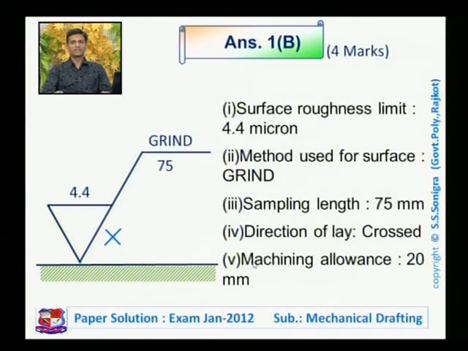Number 5, machining allowance is given, that is 20 millimeter. So that should be written over here, 20. No need to convert into micron or any other unit, just write 20. You need not even write millimeter over here. So in this machining symbol, 4.4 represents the unit in micron, whereas the rest of the parameters, this 75 and 20, are represented in millimeter. And these 1, 2, 3, 4, 5 parameters we have mentioned in this drawing symbol, which carries 4 marks.